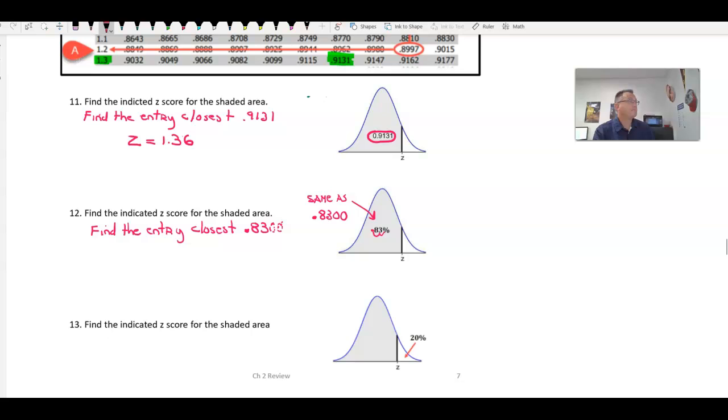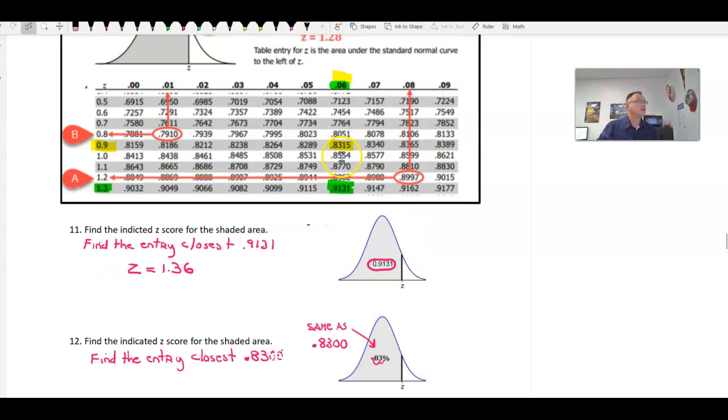Let's see, maybe I missed it. 8289. Yes, you're right. Thanks. That's my mistake. So this is the closest. 8289 is closer than 8315. So, yep, it's 0.95.